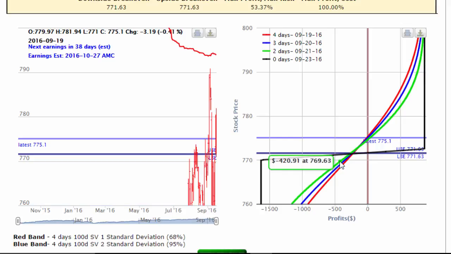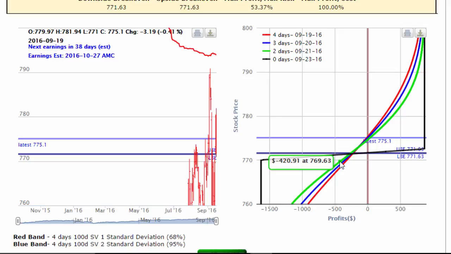So if the stock goes down to 769.63, I'm going to lose about $420. Now that's pretty cool. I don't mind that, because I'm now allowing the stock to move just below yesterday's close as my risk level, and giving it some room to move around before I really start to worry.